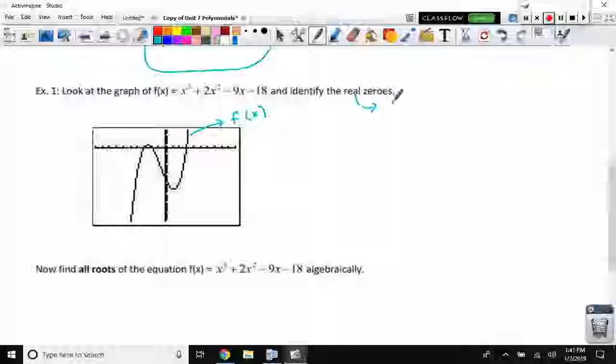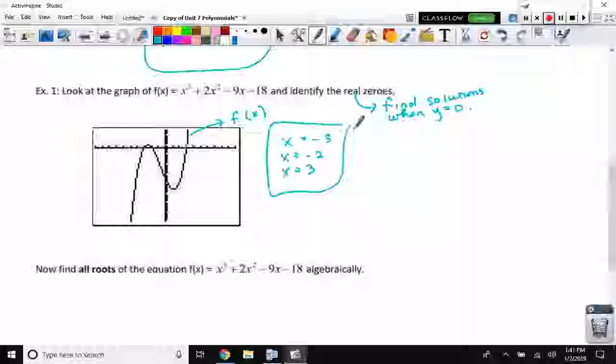So they're asking you to find solutions when y equals 0. That's what your zeros are, your roots, right? In this case, they're asking for the real solution. So where is y equal to 0 on a graph? Right along your x-axis, correct? Okay, so what are my real solutions? X equals -3. X equals -2 and x equals +3 would be my real solutions.